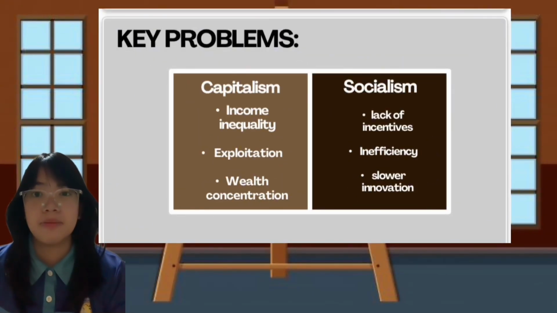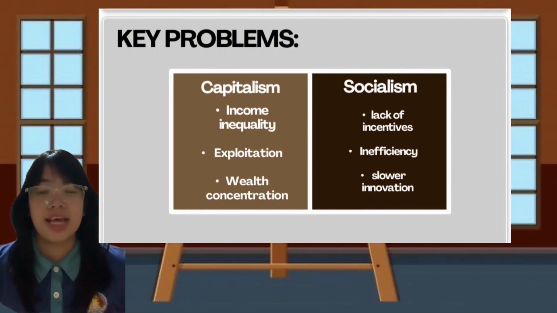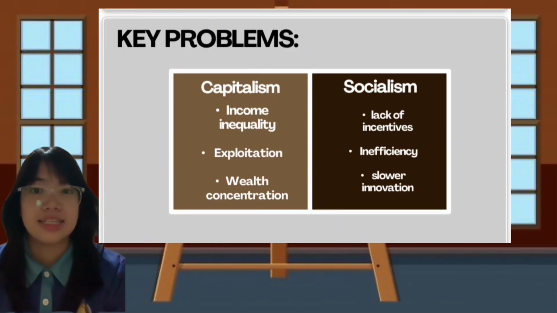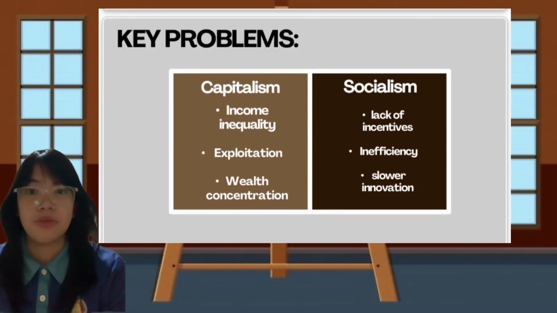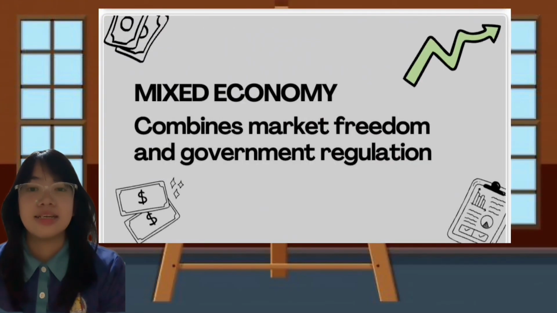Next is the key problems. Each system has advantages and disadvantages. Capitalism can cause inequality, while socialism may reduce motivation and efficiency. Understanding these problems helps evaluate economic policies critically. For example, large income gaps in cities show capitalist inequality, while slow innovation in some state-run industries reflect socialist challenges.